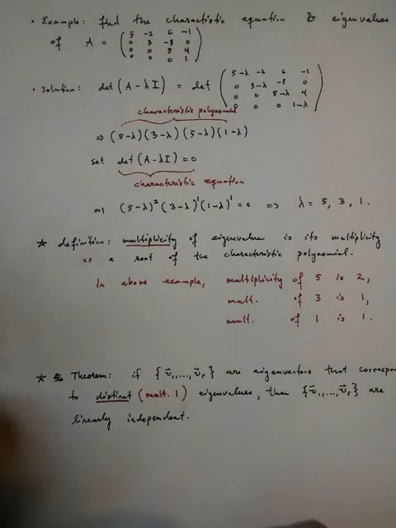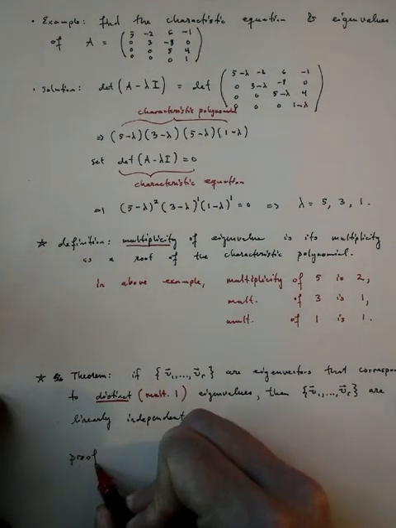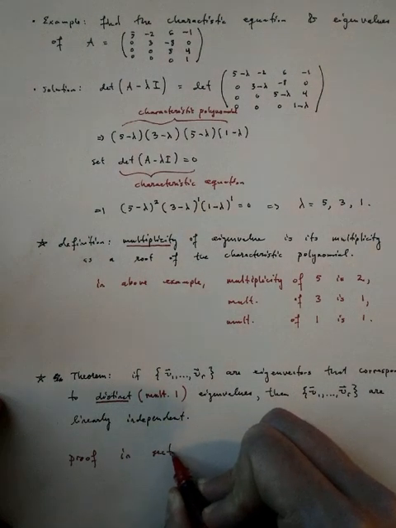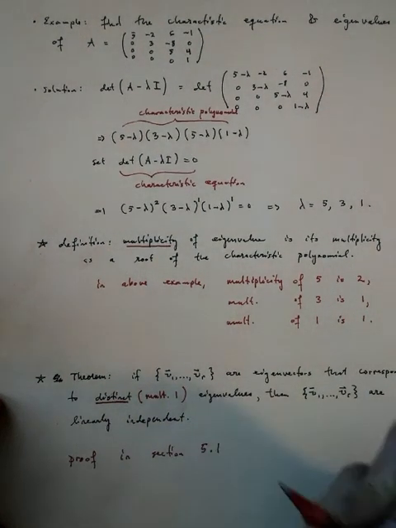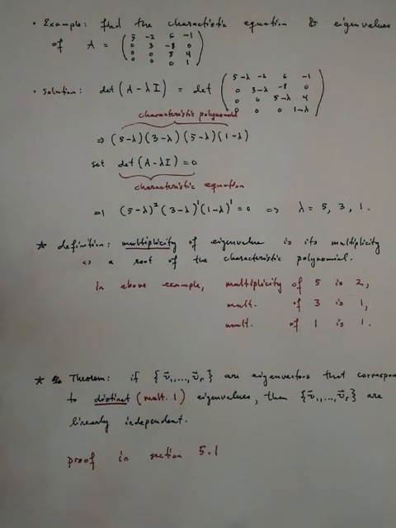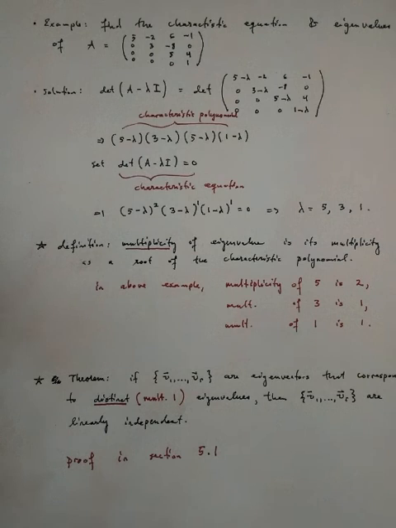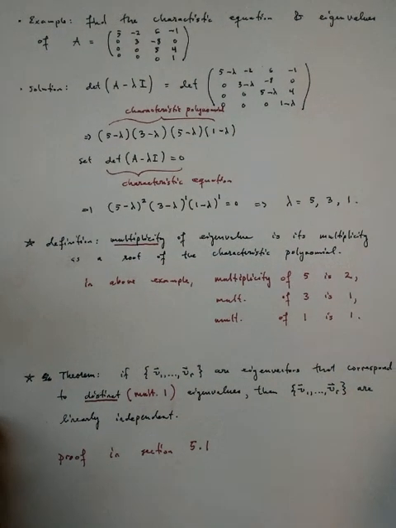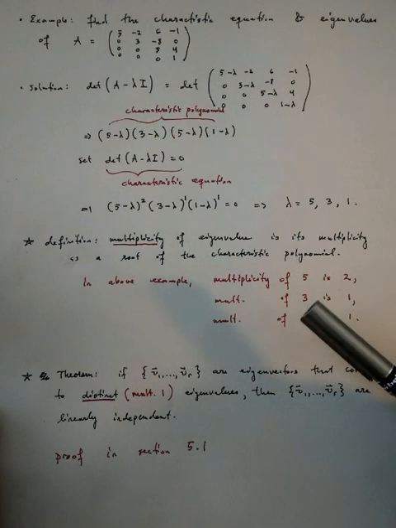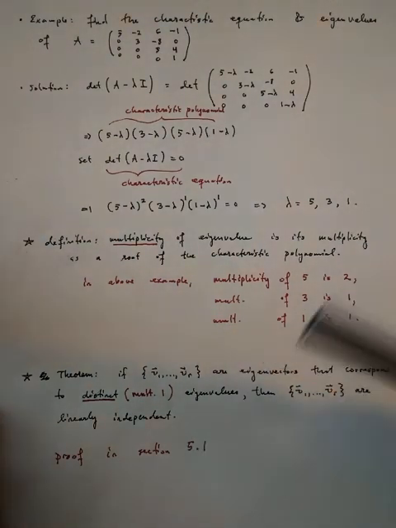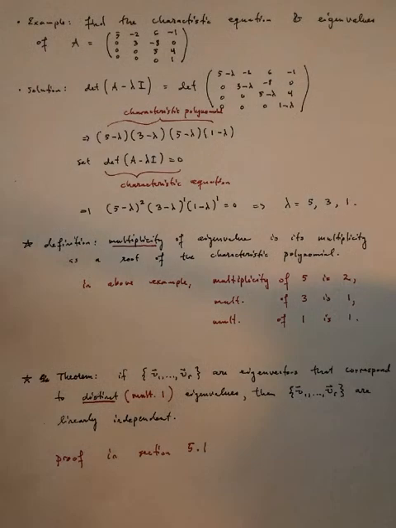Okay, and the proof of this is in section 5.1. So you can check it out if you like. It's a little bit technical, but you know that linear independence is an important topic in this class. So if I have all my eigenvalues with multiplicity 1 in my characteristic polynomial, then the corresponding eigenvectors are all linearly independent, which we'll use later when we're talking about diagonalization.